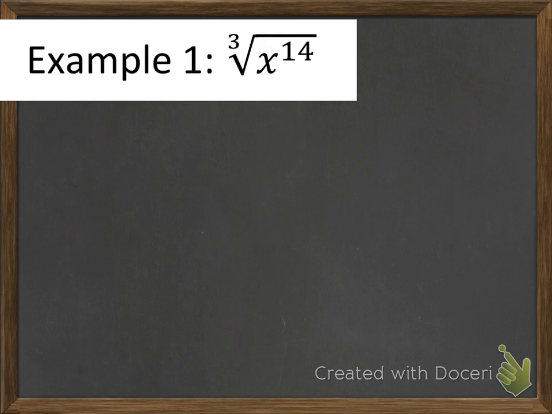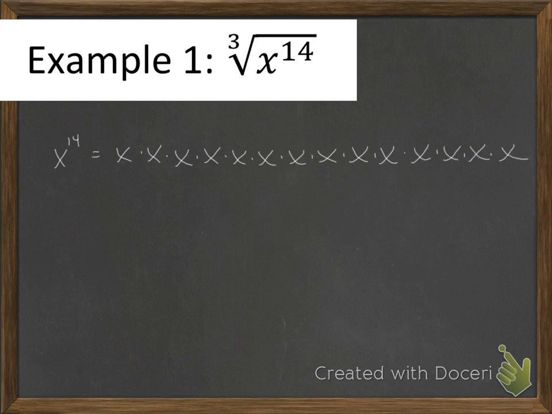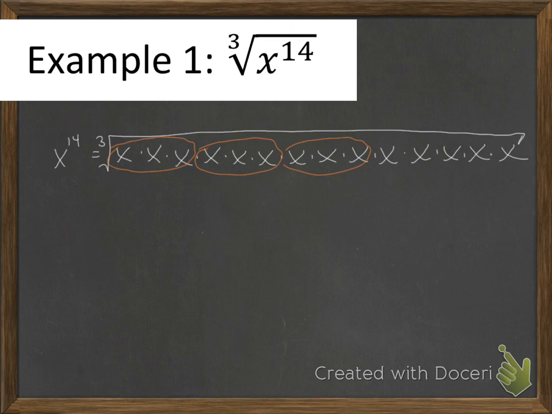Okay, so I'm going to show you two different ways of doing this. The one is more cumbersome. So if I have x to the 14th power, this is 1, 2, 3, 4, 5, 6, 7, 8, 9, 10, 11, 12, 13, 14 x's. Okay, and I'm taking the third root. So if I'm taking the third root, that means that I'm looking for sets of three x's. So here's one set, two sets, three sets, and four sets.